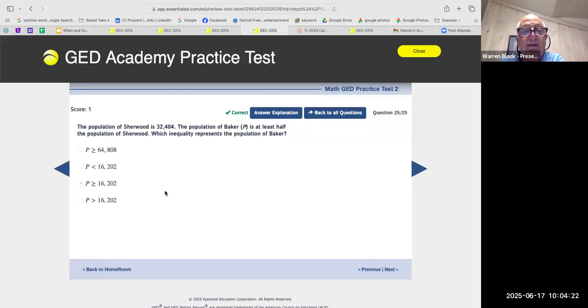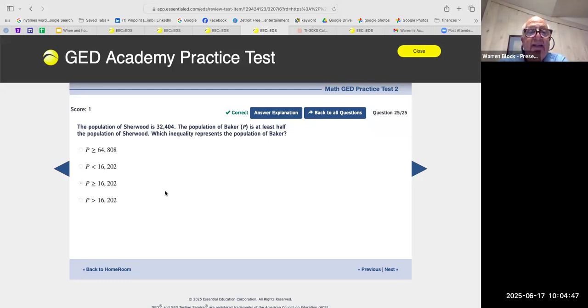So we got 32,404 people, at least half the population of Sherwood. Which inequality represents the population of Baker? So just using my test taking skills, I know the answer is going to be 16,202. I just have to get that inequality right, which is a reading problem.